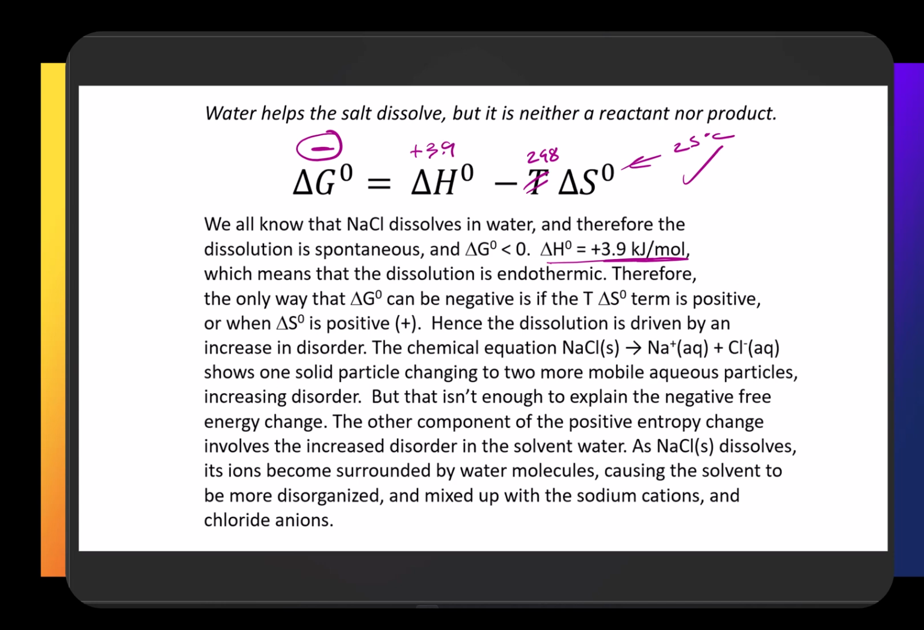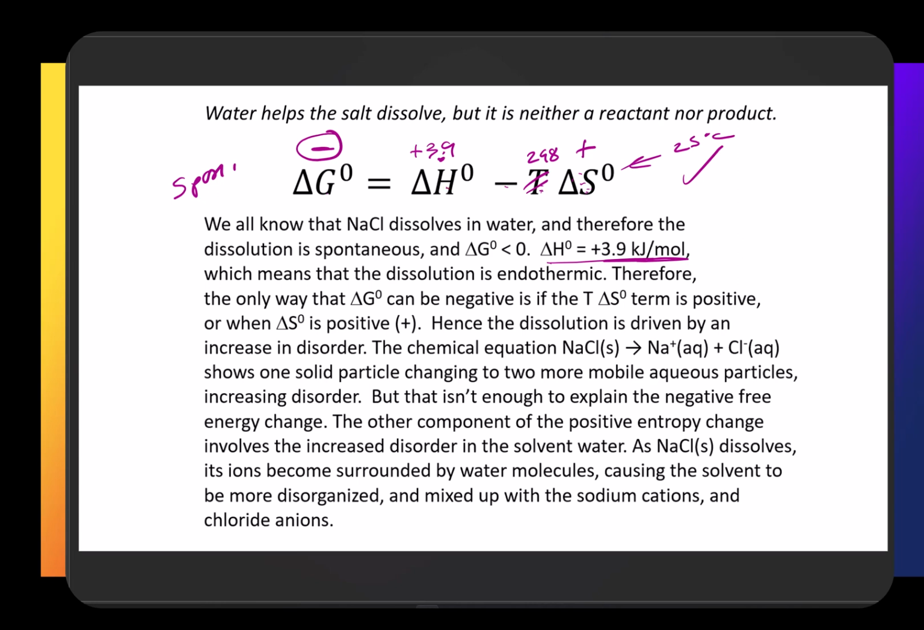So that delta H is moving us in the wrong direction, meaning it's positive, whereas we need a negative delta G to make this dissolution spontaneous. The only ways that we can get delta G to be negative is if we increase temperature, but we're not doing that. We have a constant temperature of 298, or if we increase the entropy change, delta S. If we have a fairly large positive value of delta S, the negative sign flips it to a negative, it'll overcome or outweigh this delta H, and cause delta G to be negative.